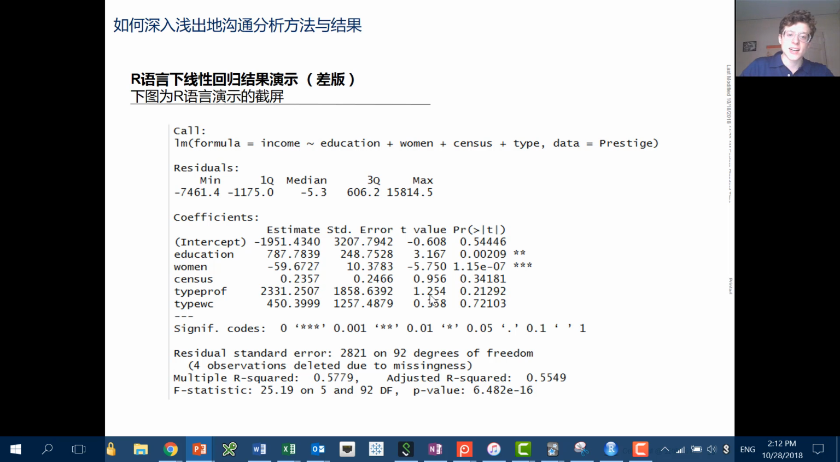This is exactly what we saw in the R code. For you, it might make sense. Essentially, it says, well, we're looking at income, we're using education, women, and census, and type to predict it. The two variables which are significant are education and women. Education is positively related, women is negatively related. The other three don't matter. And you've got a decent R squared, 0.57, so it's a good model.